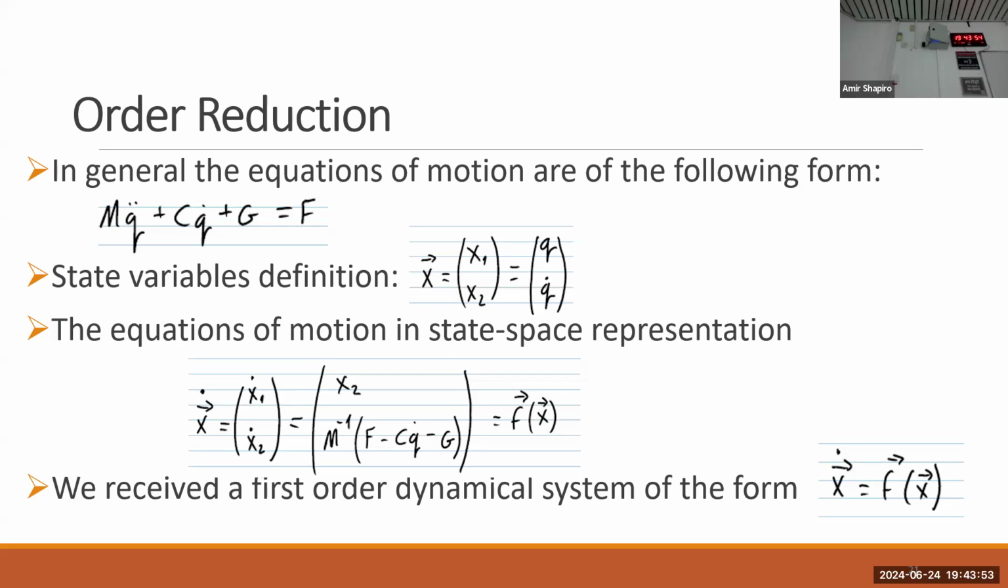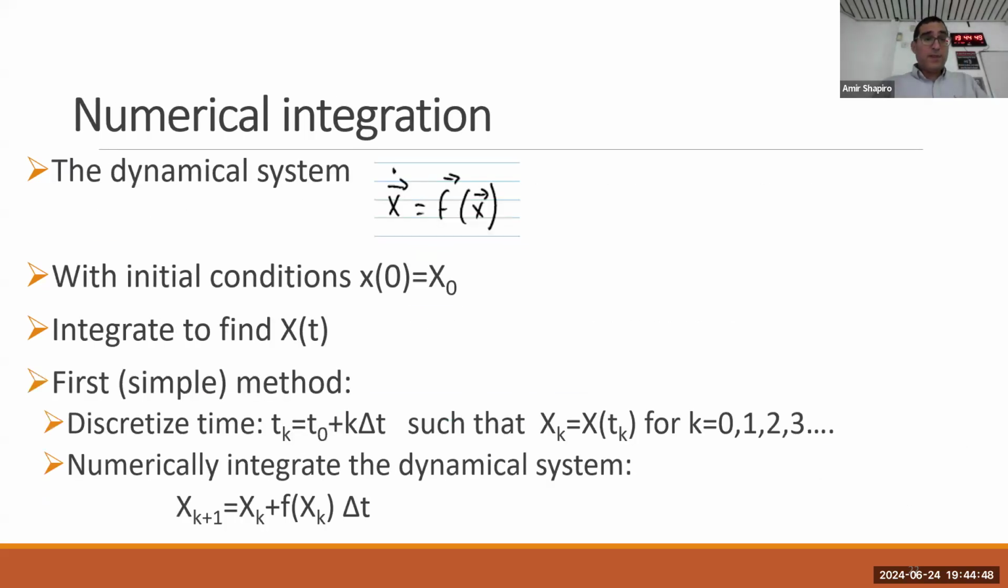For the whole system here, this is a function f of x. We can say that this is a function of x where x is x1, x2. Actually, I had to write here x2 instead of q dot, because we move to the representation of x instead of q, q dot. So we have a general system, which is x dot equals f of x. It's a vector function. So now we have a first order dynamical system, x dot equals f of x.